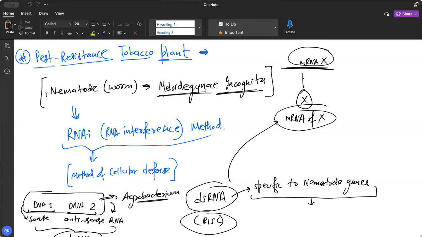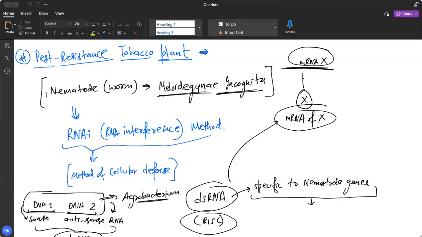Now they wanted to get rid of this problem. Yes. So this is where RNAi technology came in. So what do you understand of that? What was done is, the nematode consists of this mRNA which is causing the problem, and we silence this by a complementary dsRNA.